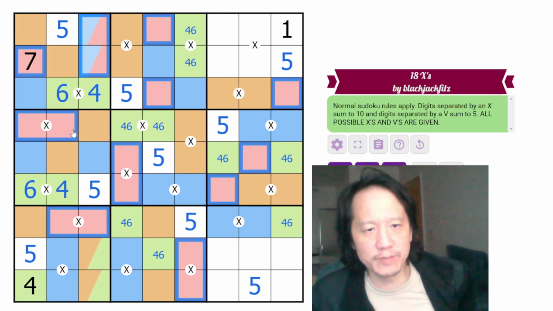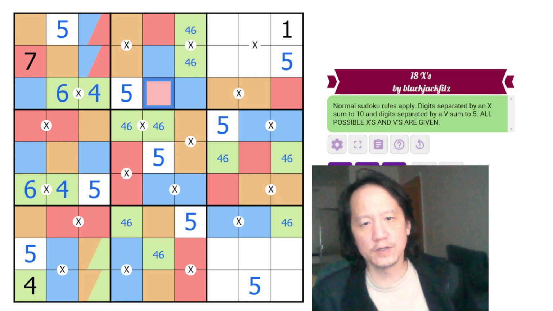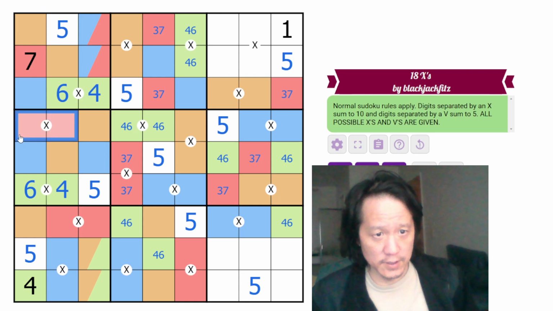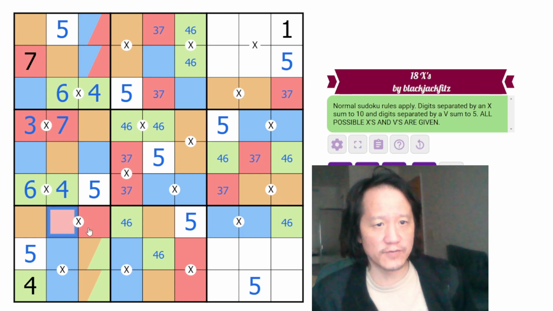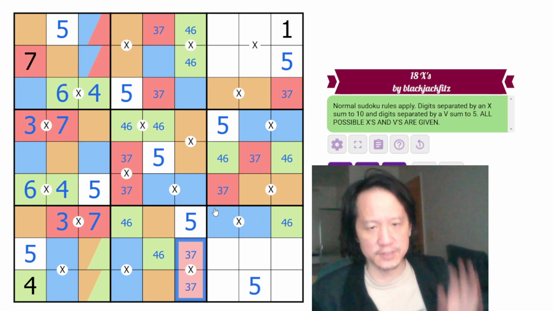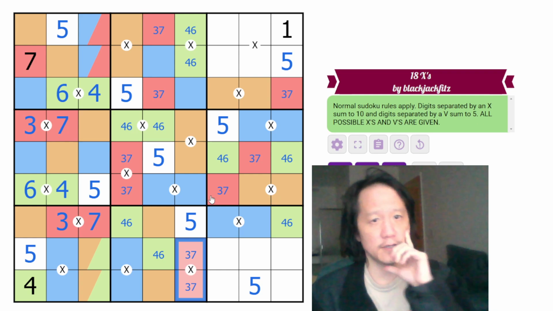So the reds must be 3 and 7. So this is 3 and 7, this is 3 and 7, this is 3 and 7, 3 and 7, 3 and 7, 3 and 7, and this can't be 7, therefore this is 3, which makes this a 7, which makes this 3, which makes that a 7. These are 3 and 7. Okay, so what does that leave then?